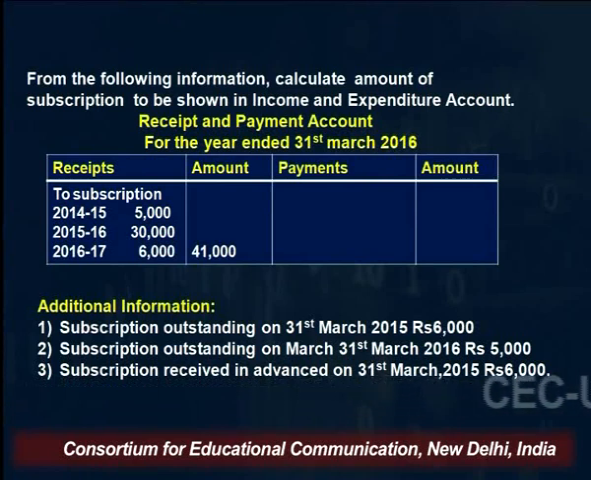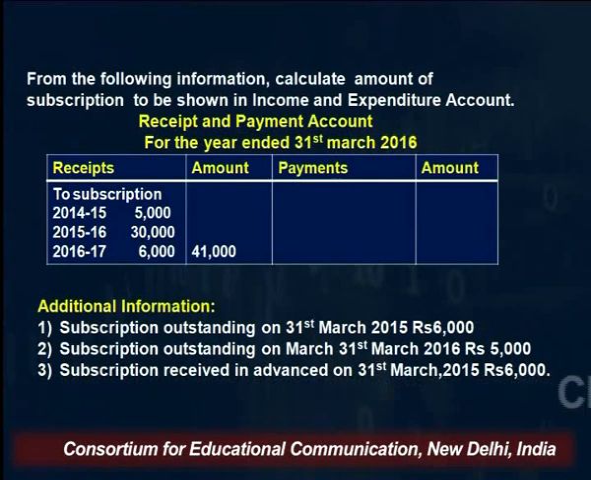In the receipt and payment account, the total subscription shown here is 41,000. That means the total income we have received from subscription is 41,000, and this includes 30,000 of the current year. Our current financial year is 15 and 16. So 30,000 is of the current year, 5,000 is income related to the previous year but received this year, and 6,000 is income related to the next financial year, that is 2016 and 17. So this is income related to the next year but received this year. So in total we have received 41,000.